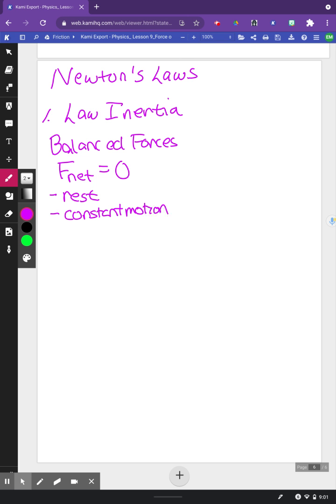If those forces are unbalanced, then that means our F net is greater than zero. That object is accelerating.